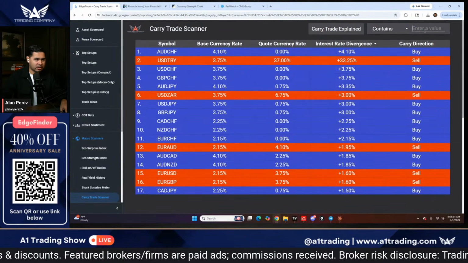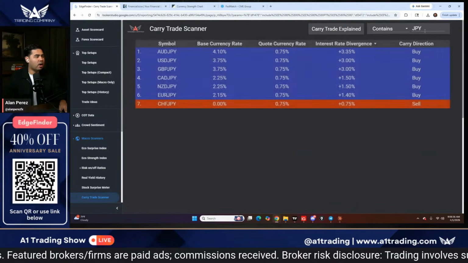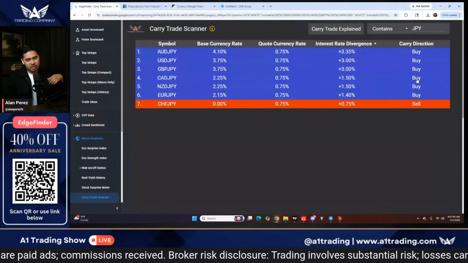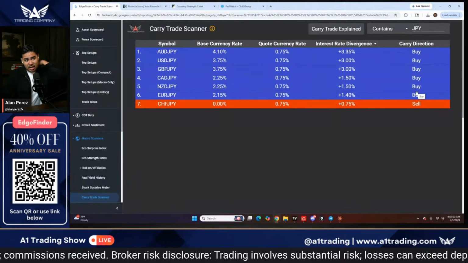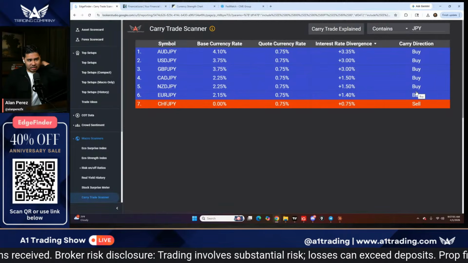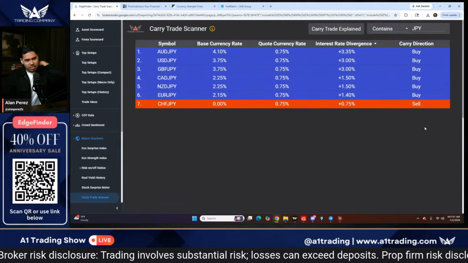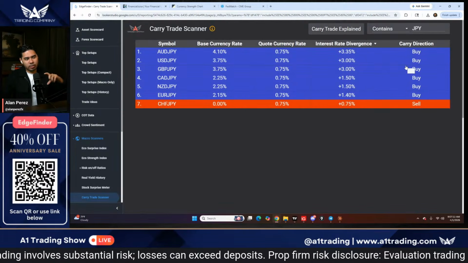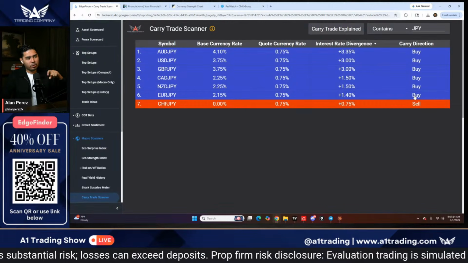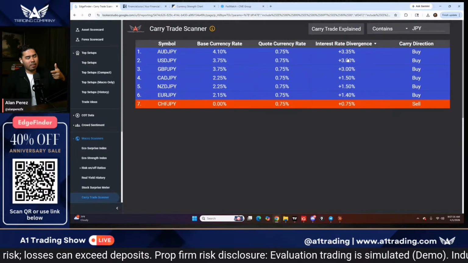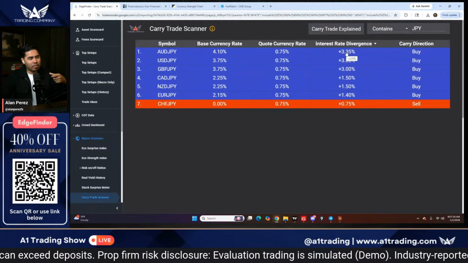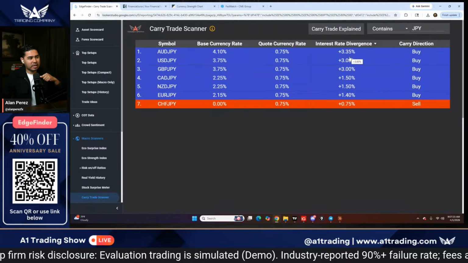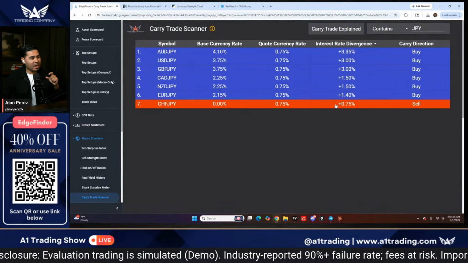But I'm going to do this. I'm going to type in JPY here, and it's going to pull up all of the JPY pairs. Essentially what I'm trying to do here is sell XXX against JPY, right? So anything against the JPY, I'm trying to hit that sell button. Now you can see here that all of these are pretty much in blue. So if I were to go against this, I'm paying the swap. I'm paying the interest rate divergence. For example, if I wanted to sell Aussie yen, I have to pay 3.35%. The only one that doesn't have that dynamic is Swiss yen.